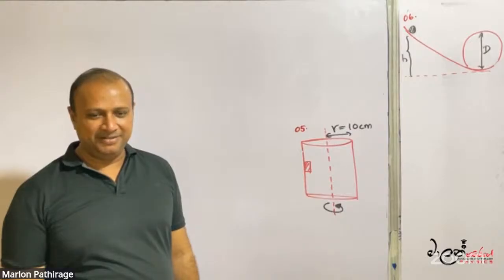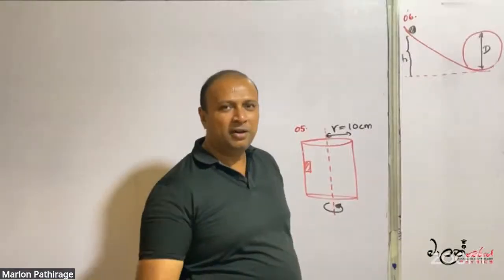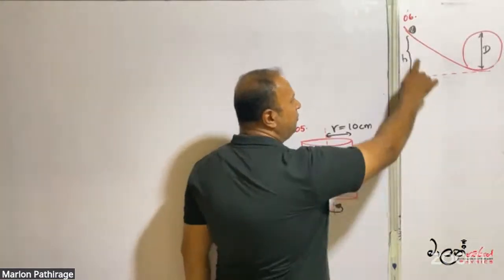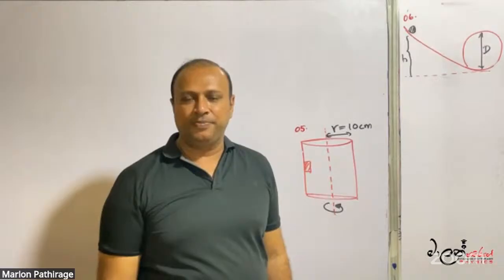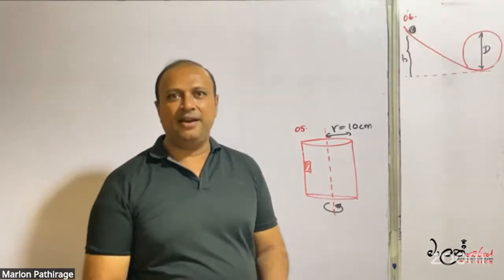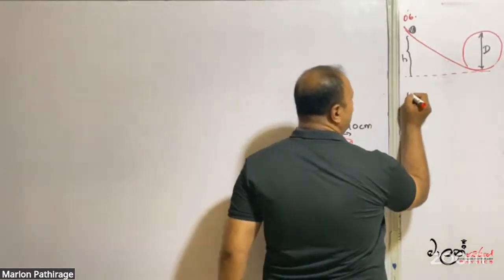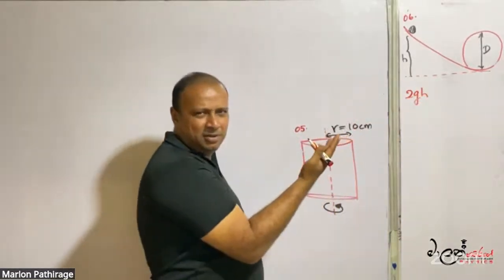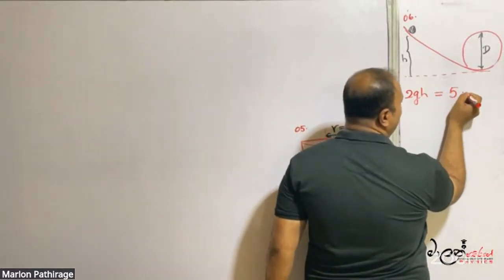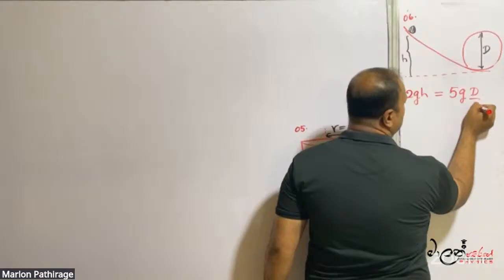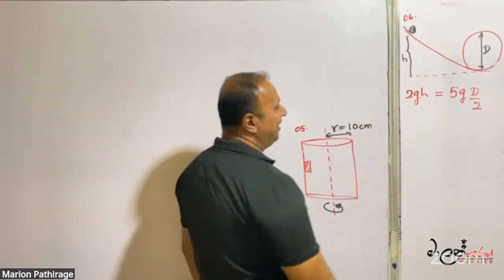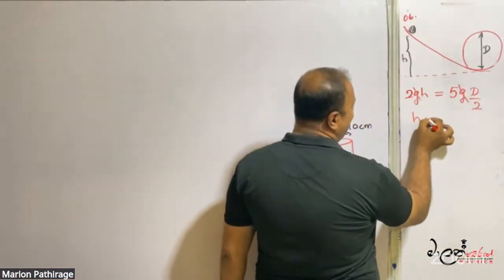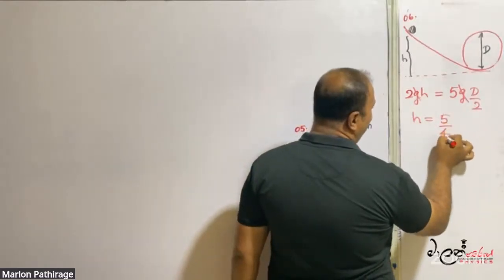By energy conservation. Using energy conservation, the velocity at this position should be equal to square root 2gh, and that should be equal to root 5gr. Therefore 2gh, don't write the square root, is equal to 5gr, where r means d over 2. Things will cancel out, therefore h is equal to 5 over 4 times d.